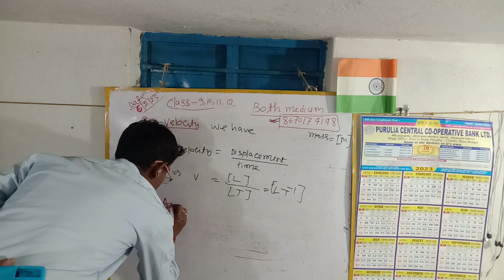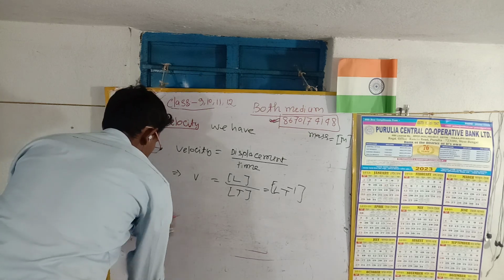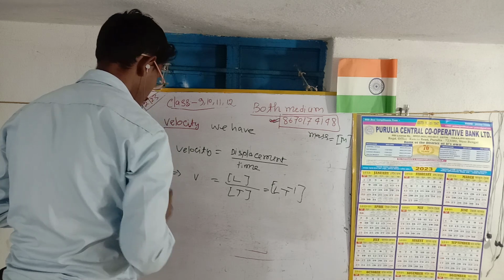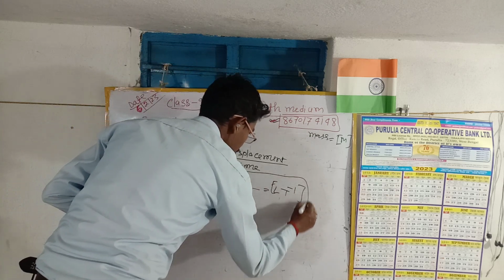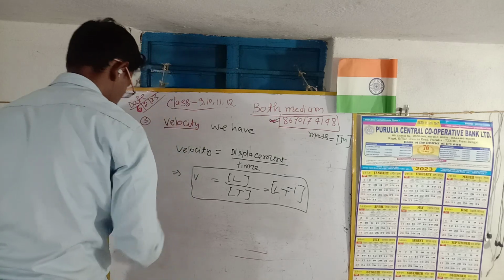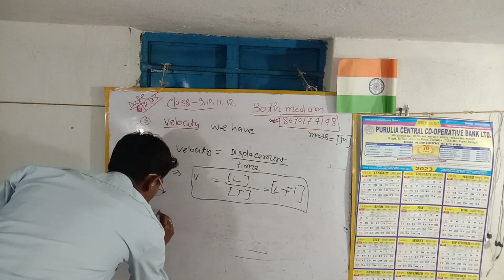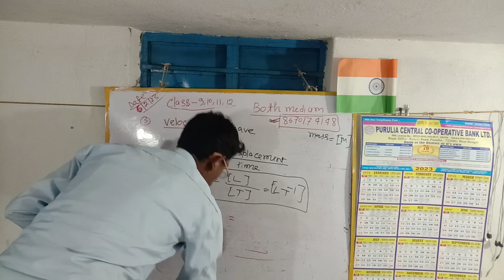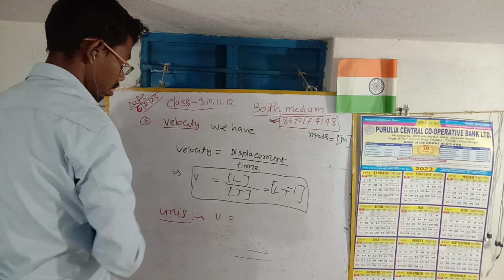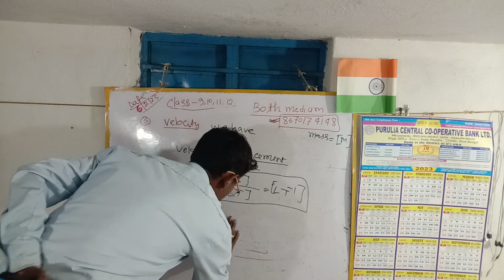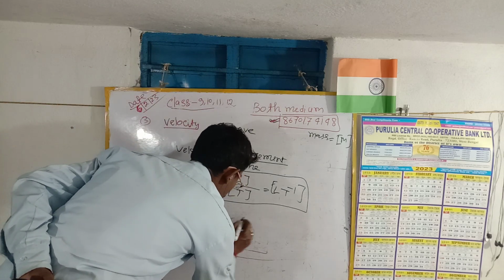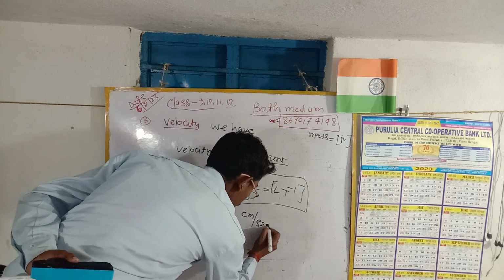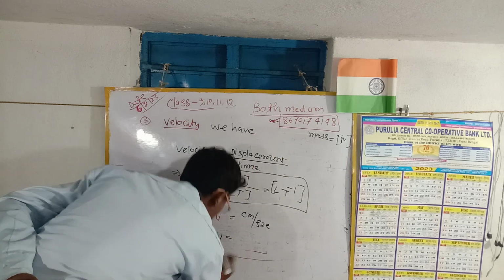So write down the velocity dimension. Now the unit. Unit of v is centimeter per second, and v is meter per second.